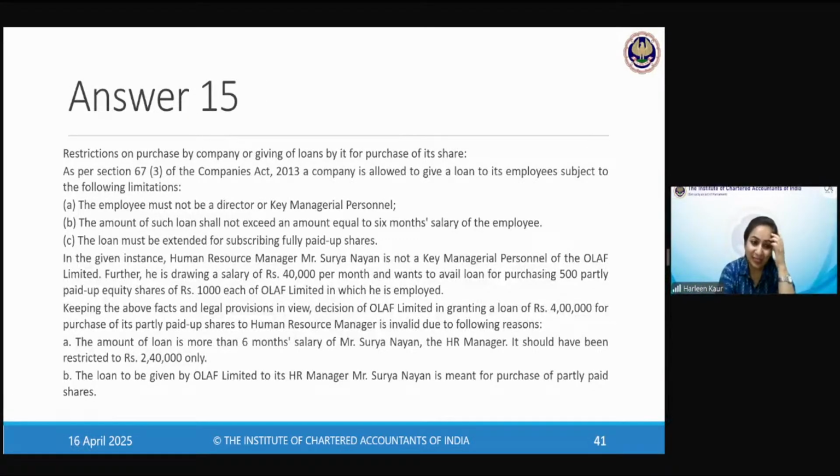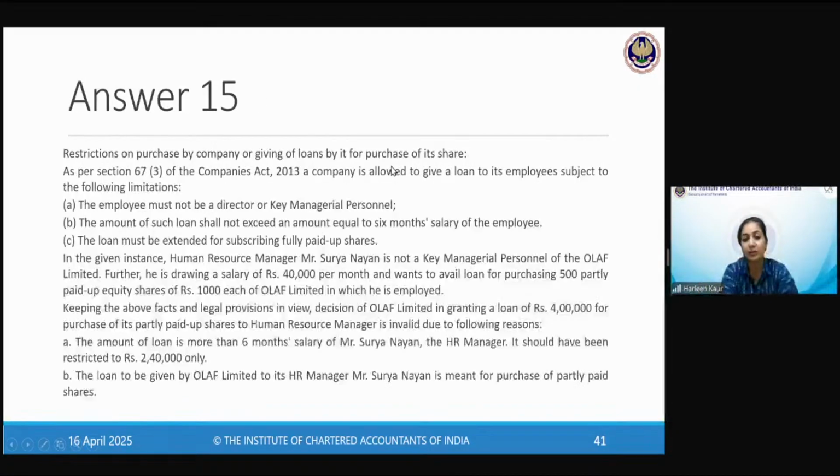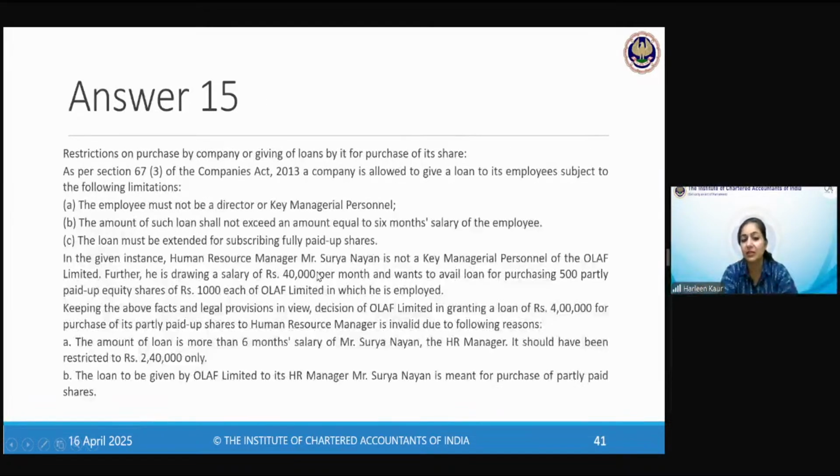So let me now tell you the answer. It specifically relates to section 67, subsection 3. The third category, where I told you, is lending of loans to employees other than directors and KMP. Here he has told you he does not fall under the category of KMP, so it's okay. The loan shall not exceed the amount of 6 months of the salary. Here the salary is 40,000. So how much is 6 months of the salary? 2 lakh 40,000. Here he is giving a loan of 4 lakh, which is exceeding.